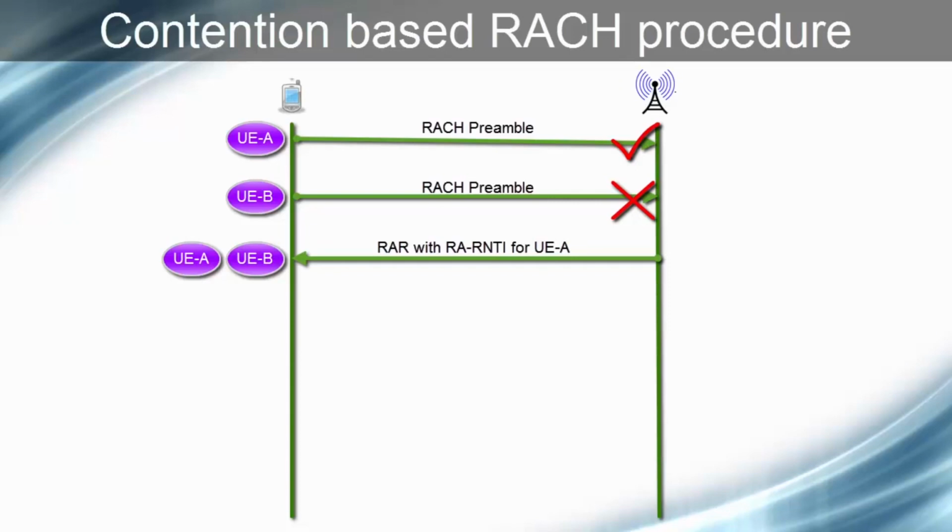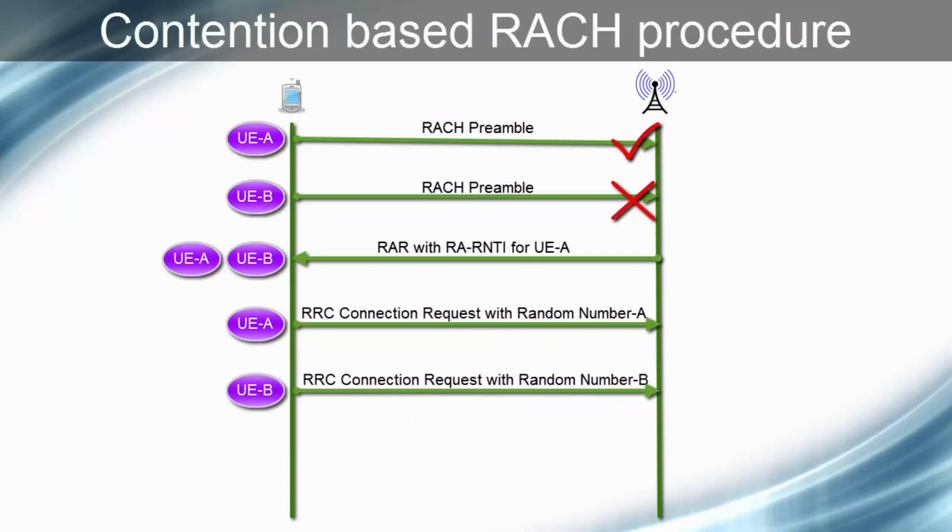Now both UEs will choose some random number as initial identity and send the L3 message, say RRC connection request, to the eNodeB, and start the timer T300. But the eNodeB will not be able to decode the message from UE B, as UE B is using the timing advance value that was intended for UE A.